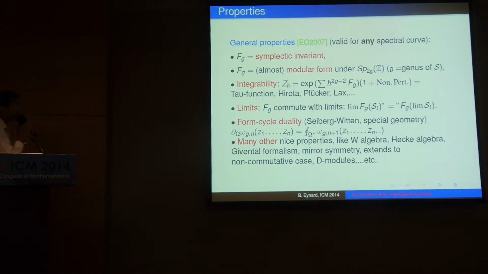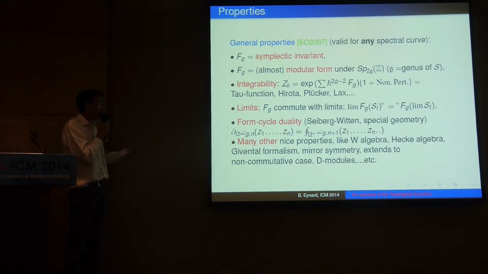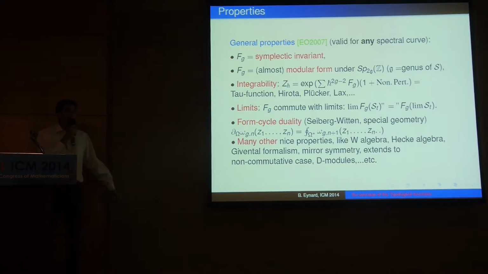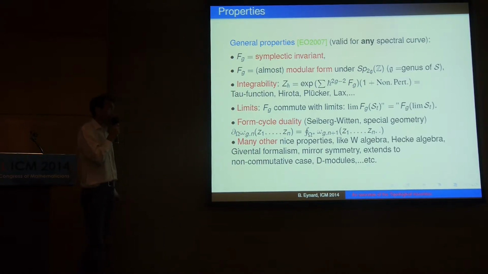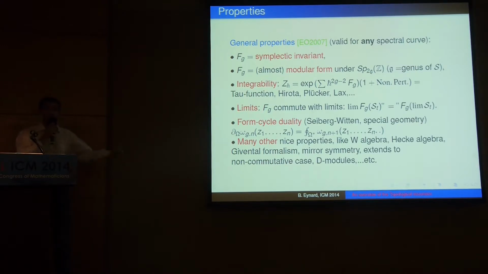mathematical objects. Another very nice property, which is very powerful, is that it commutes with limits. I think that this could be called like crepant resolution or something like that. It means that, for instance, if you have a family of spectral curves which tend in some limit to a singular spectral curve, then the F_g's somehow go through the singularity in some sense, which I'm not going to detail, but it's really a beautiful and powerful property.